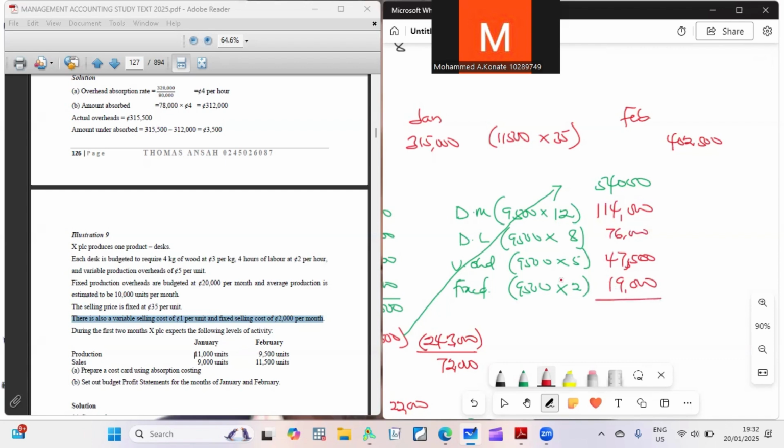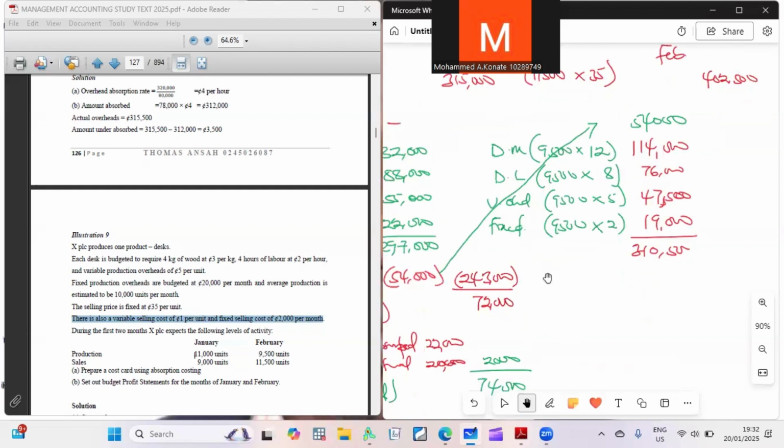So here too, let's total everything. So 54 plus 114 plus 76 plus 47,500 plus 19, a total of 310,500. Then we are left with the closing stock. We need to less closing stock. How do we get the number of units for our closing stock, which we are going to price now?